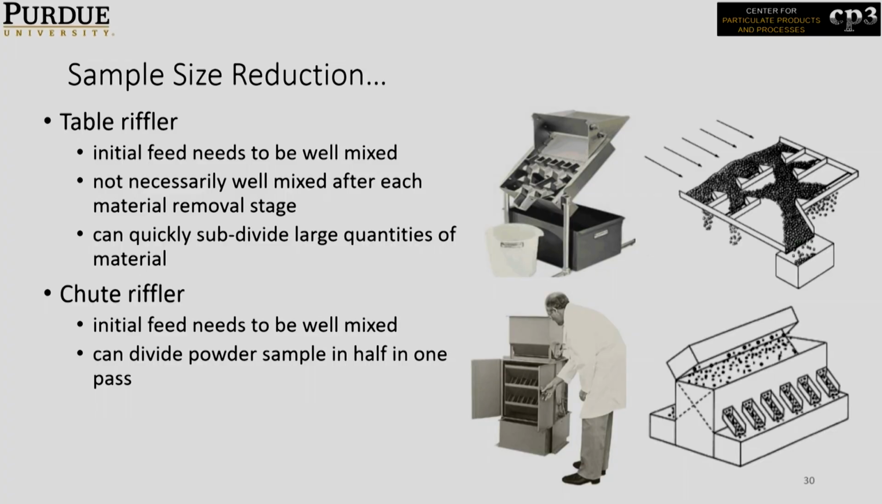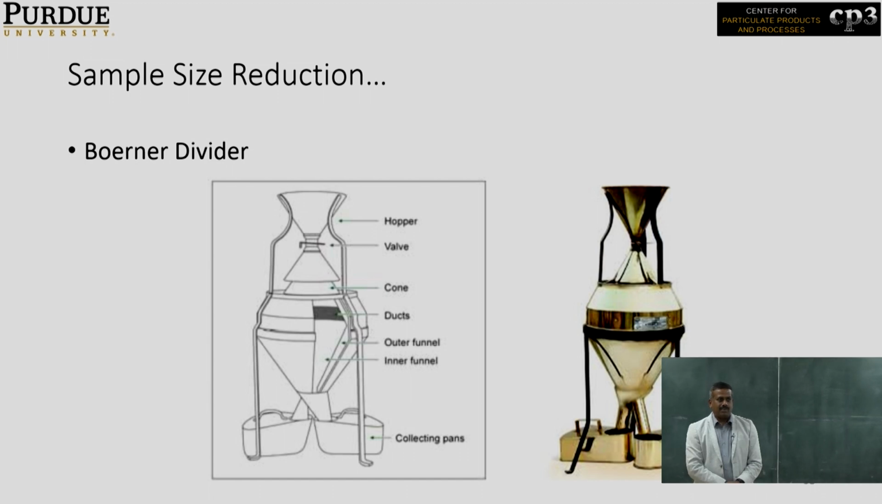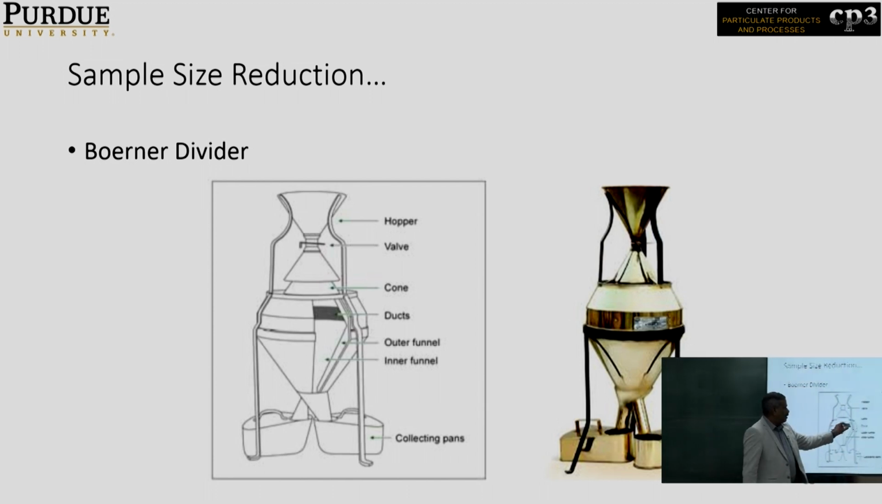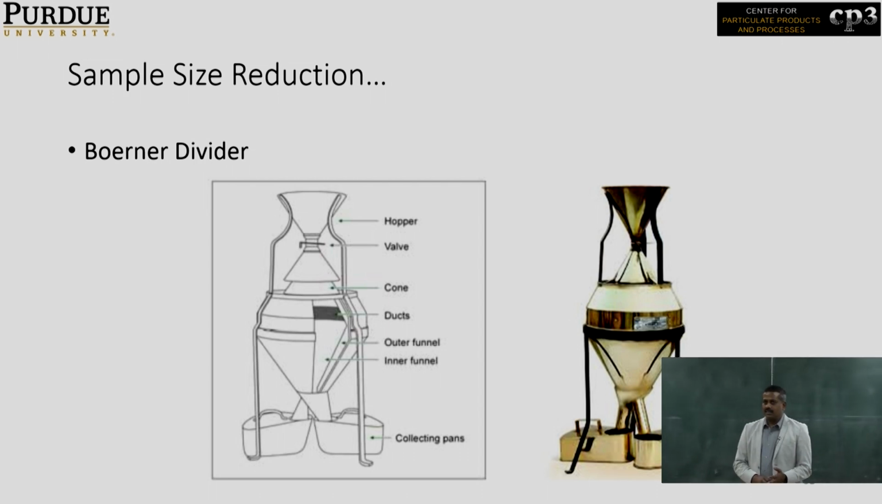This is the same principle that you might have seen. You should have one in your food engineering lab. It's the same principle as a chute riffler and a Bonnier divider. There will be smaller chutes inside the divider, and when grains or any powder flows through it, those chutes collect different sections of the flowing material and combine half of the flow into one stream and the other half into another stream. So you keep on subdividing till you get the amount of sample that you need for your characterization.